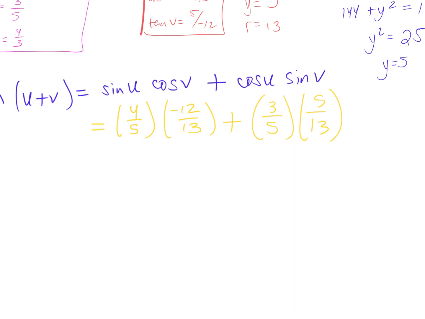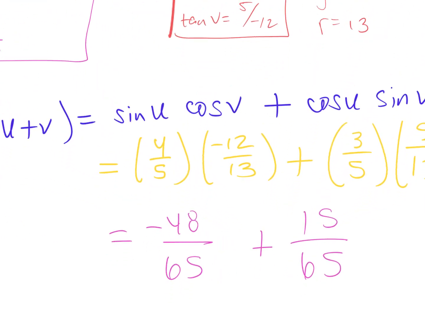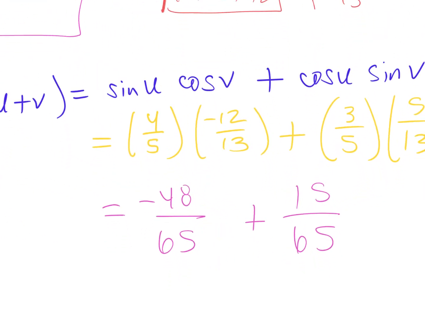How do you multiply fractions? Numerator times numerator. 4 times negative 12 is negative 48. 5 times 13 is? 65. Plus, what's 3 times 5? 15 over 5 times 13. 65. Guys, what do you notice about the denominators? They're the same. They should be. Every single time you do this. If not, you should go, did something wrong, go back up here. Something wrong with my math. But you should have the same denominators when you get to this point.